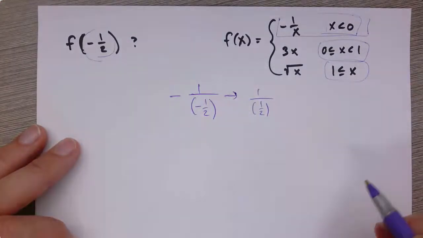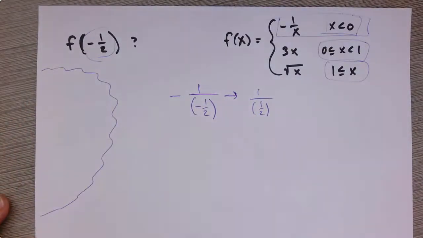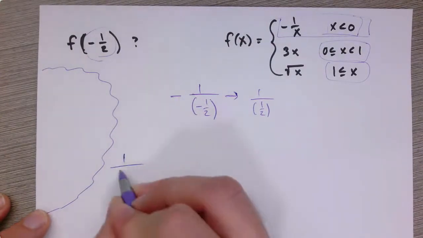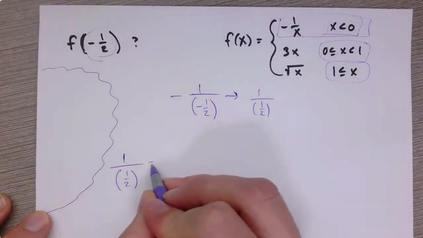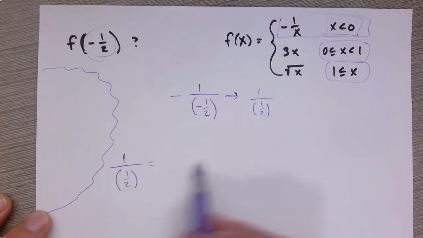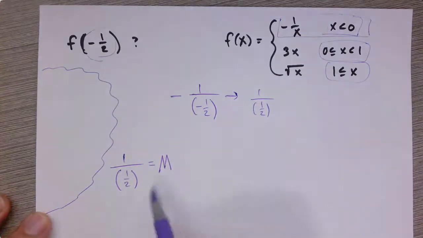What if you don't remember how to do this? Very often, you can figure out this kind of stuff for yourself using just algebra, because this is what algebra is for. Let's pretend I don't know what 1 over 1/2 is. Let's give a name to my mystery number, because I know this is going to end up being some number, right? So let's call it m for mystery. So I know that 1 over 1/2 is m, and I want to know what is m.